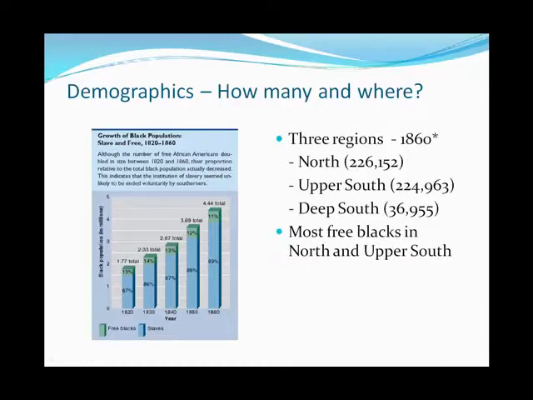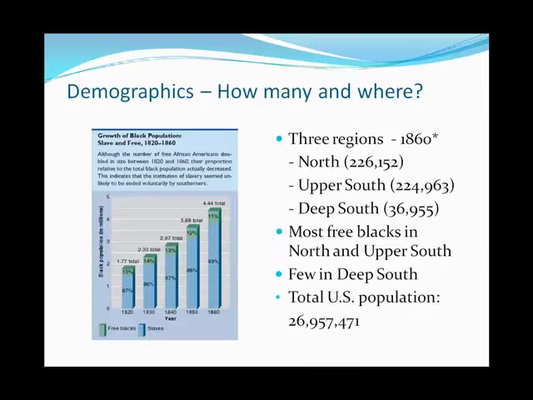Most free blacks are in the North and the Upper South. There are very few in the Deep South, and the total population by 1860, look at that, was 26,957,472. So just compare these free black populations, put them all together. You've got very close to 500,000 free blacks.